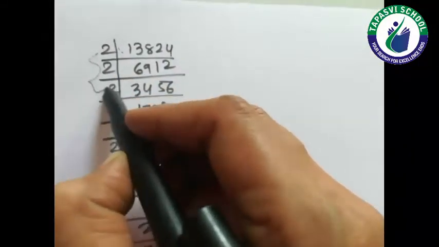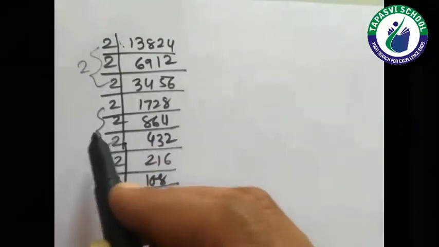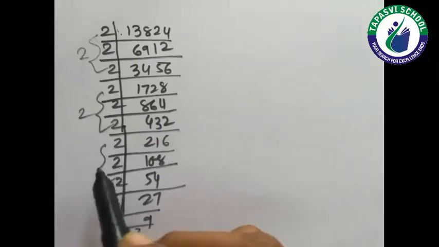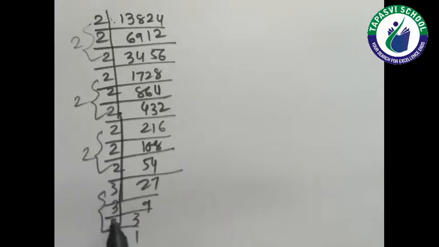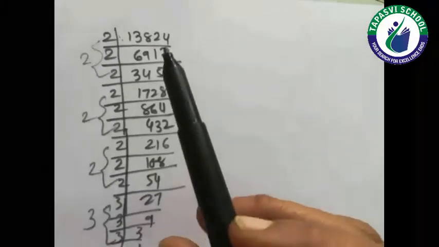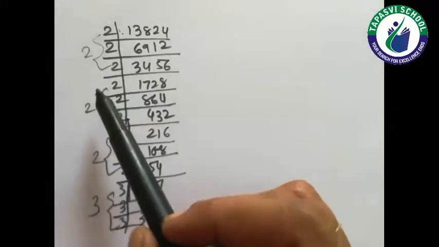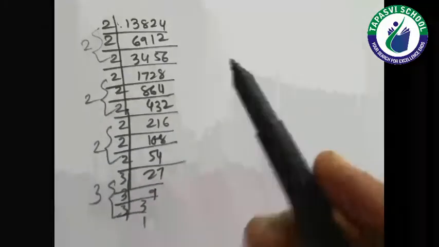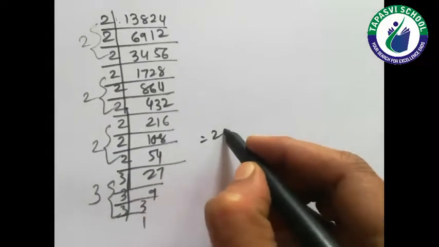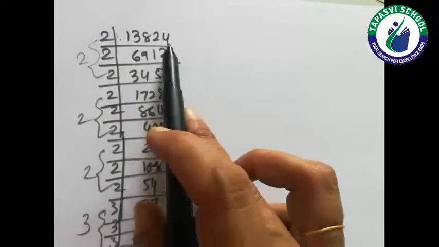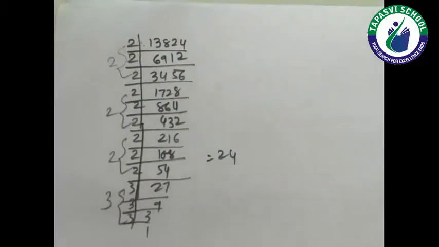So in this way, students, we will make pairs of 3 numbers and multiply these numbers, that is 2 twos are 4, 4 twos are 8, 8 threes are 24. So the cube root of this number will be the same.